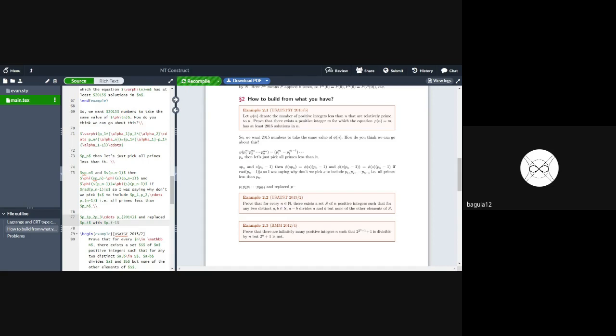P1, P2, up to P2014 has the same phi if you replaced any P with Pi minus 1, right? Yeah, by the multiplicative nature, by the thing we just proved. Because S includes all primes less than it, so it includes all prime divisors of Pi minus 1.